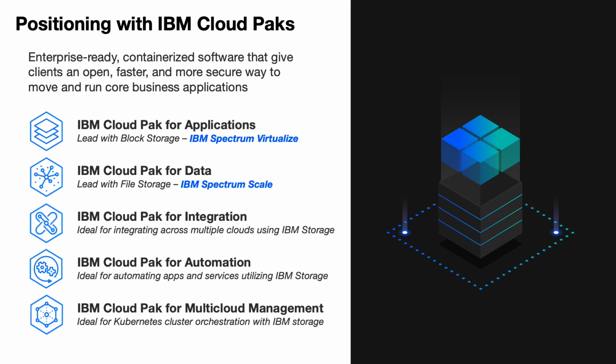IBM Cloud Pak for Automation transforms business processes, decisions, and content. It consists of a pre-integrated set of essential software that enables clients to easily design, build, and run intelligent automation applications at scale. IBM Cloud Pak for Automation is ideal for applications and services that you need to automate across your ecosystem, which are relying upon IBM storage solutions to enable stateful containerized applications.